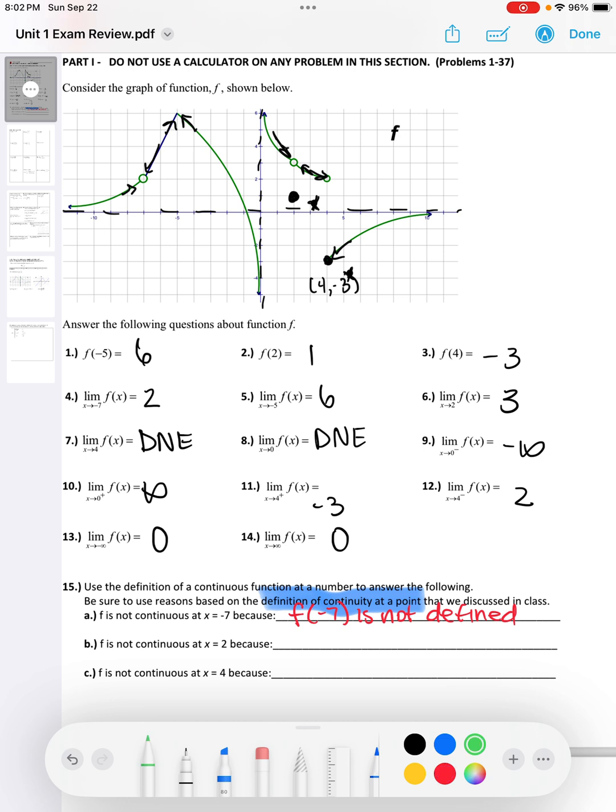Now 2 is not continuous because f of 2 is defined and the limit exists, but they're not the same value. So in this one, we would say the limit as x approaches 2 of f of x does not equal f of 2.